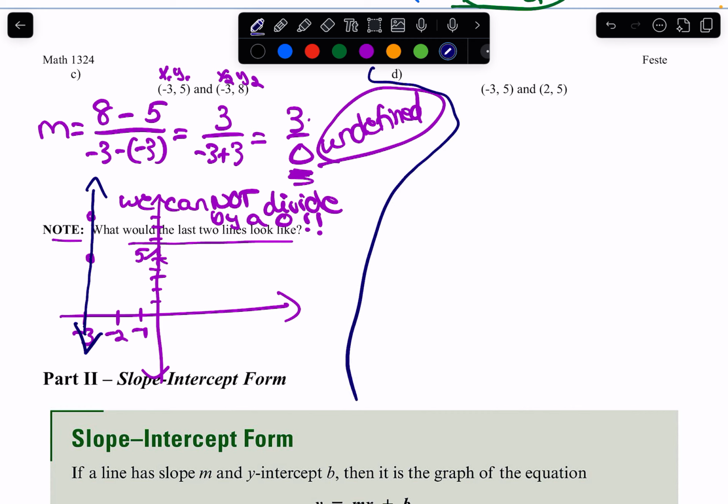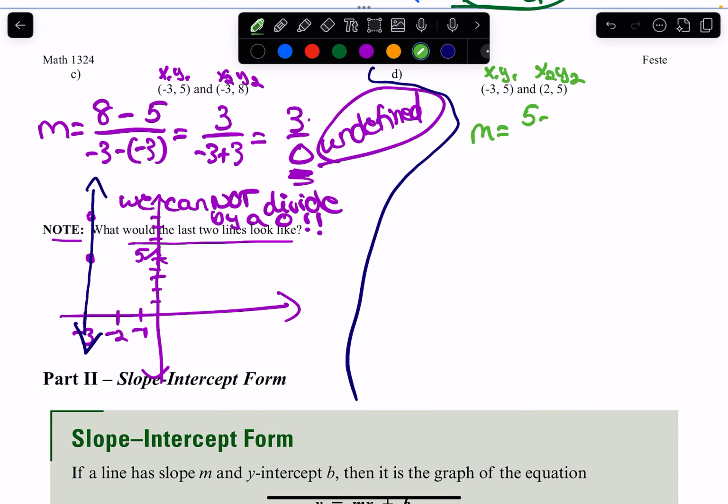Okay, let's look at the other one. Again, x1, y1, x2, y2. And you should get the same, I mean, the slope doesn't change, even if you do change, make negative 3, 5 the second point, and 2, 5 is the first. It doesn't make a difference.